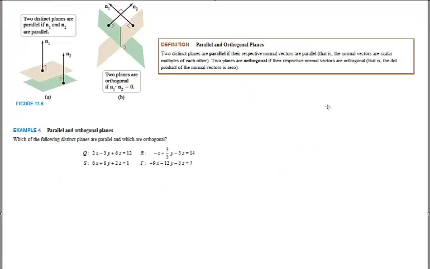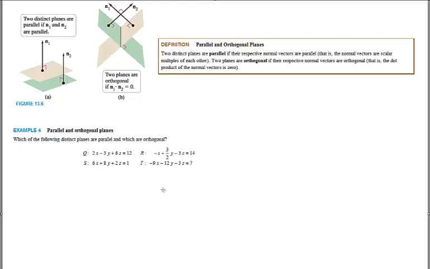By our definition of parallel and orthogonal, two planes are parallel if their normal vectors are parallel. That means I'm going to find their normals, and if they're just scalar multiples of each other, then they're going to be parallel. Now they're orthogonal if their normal vectors are orthogonal, means I'll have to do the dot product, and if their dot product is 0, then I know that they're orthogonal.